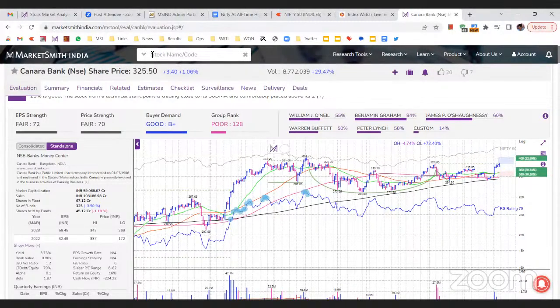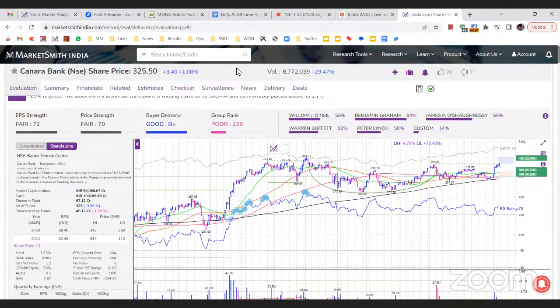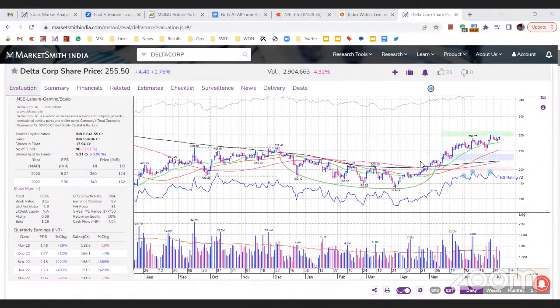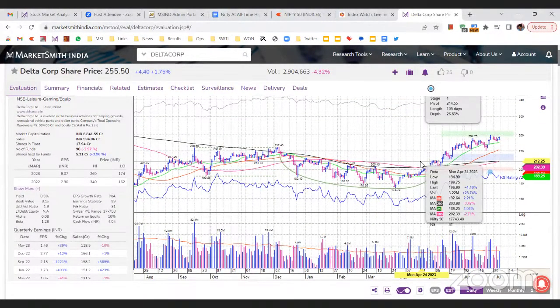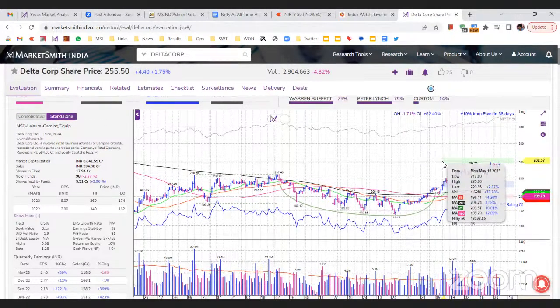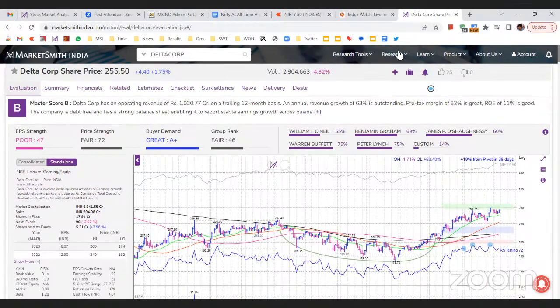We can take Delta Corp. Okay, so the stock broke out from its cup with handle base. It was a stage 1 base. The breakout was in the first half of May. And since then, it has been in very good momentum. The stock is already up 20% from its pivot and approaching its profit booking zone.